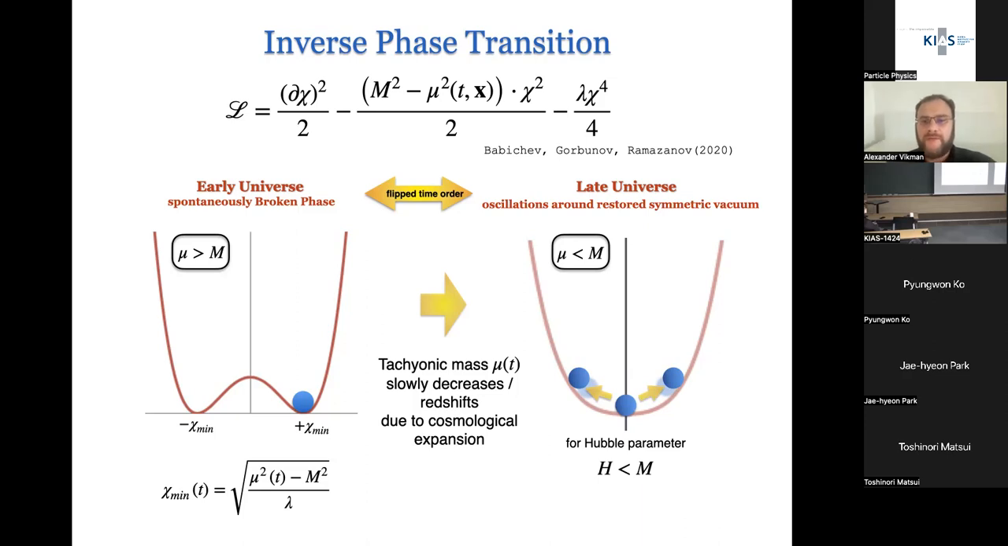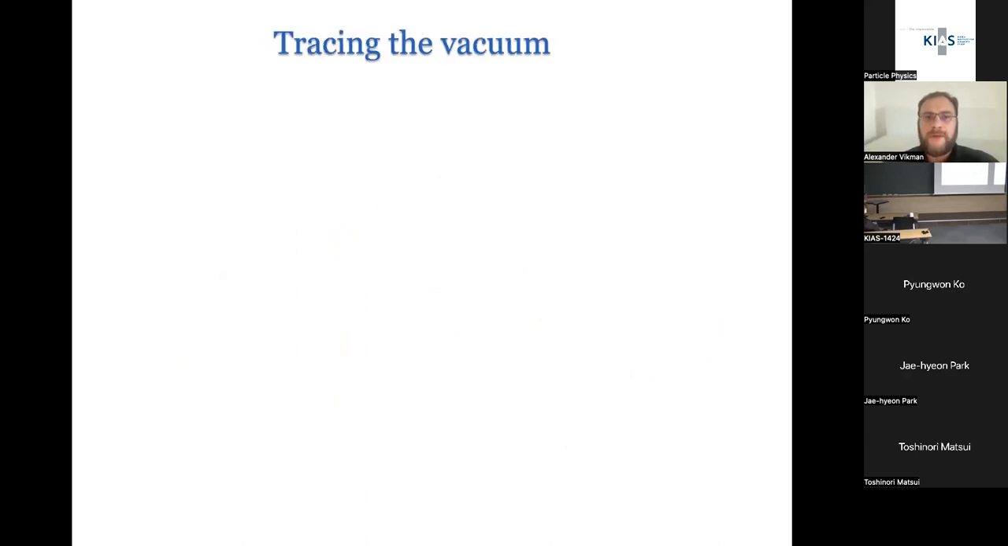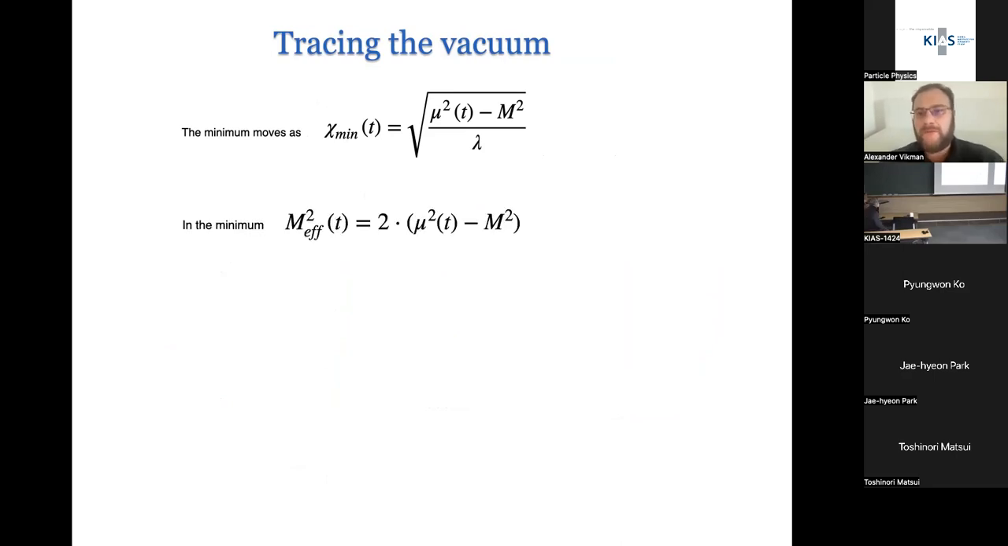Now let's see how it works in a bit more detail. So first of all, let's look at how we can trace the vacuum. So the minimum, as I told you, moves, and if you want the field to follow this minimum, then there should be some adiabatic approximation. So what do we do? We take the effective mass at the minimum. So this is given by this formula. And then one can think that, okay, this field is like an oscillator, right? It moves with the frequency of this effective mass around this minimum.